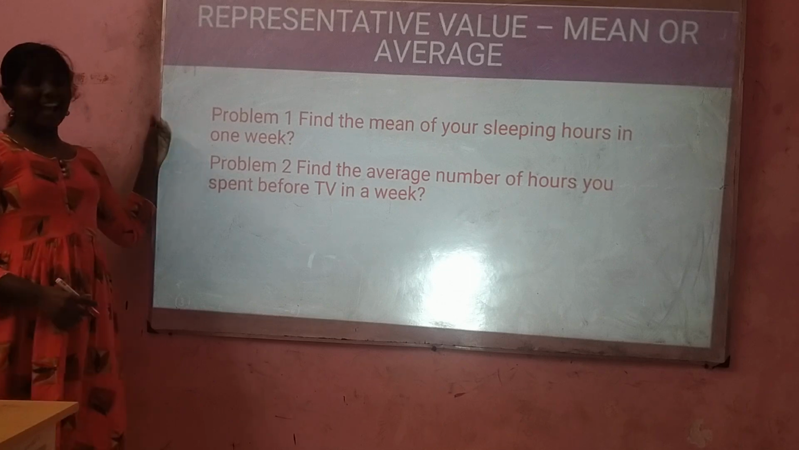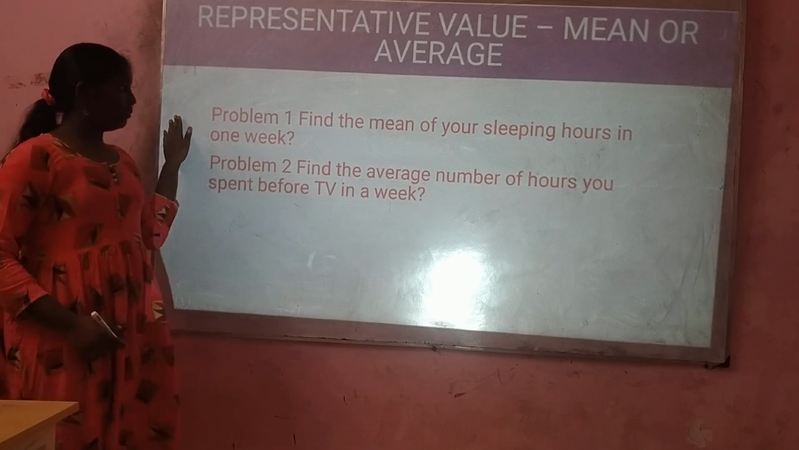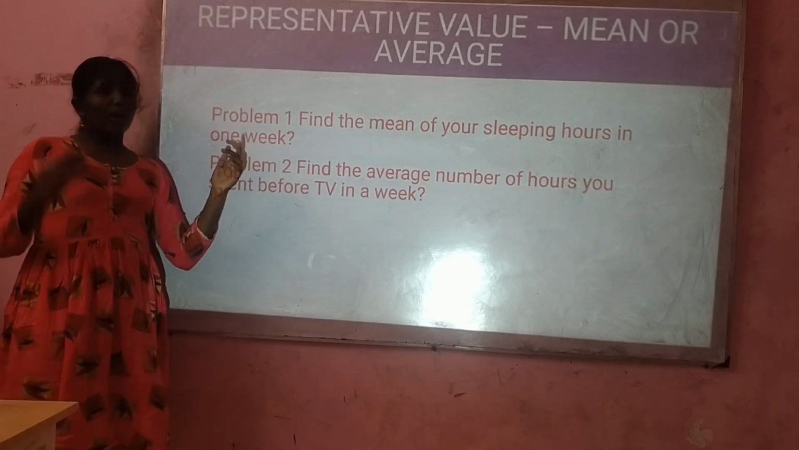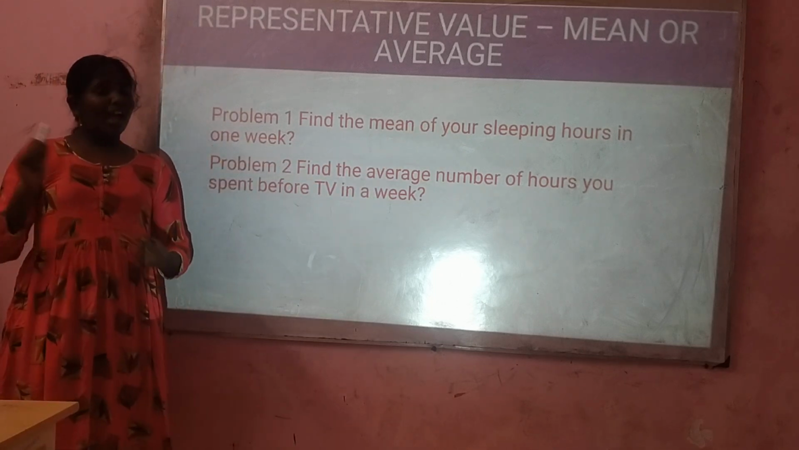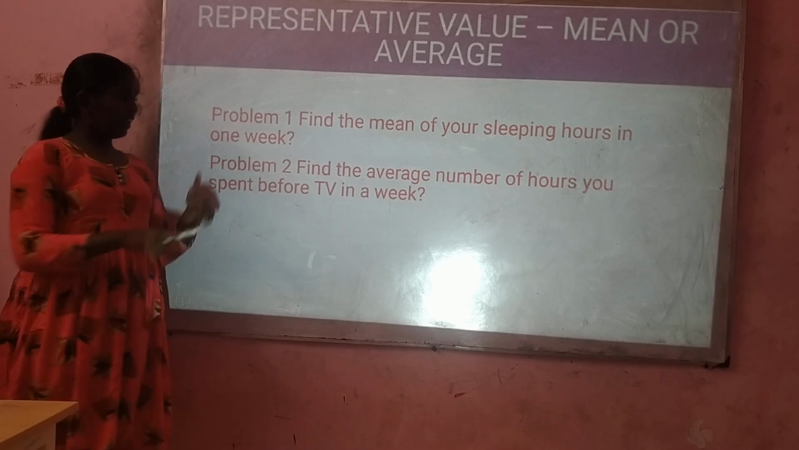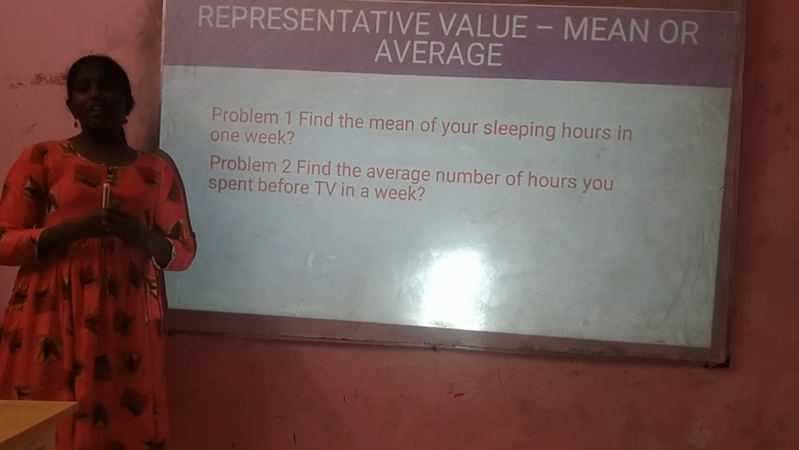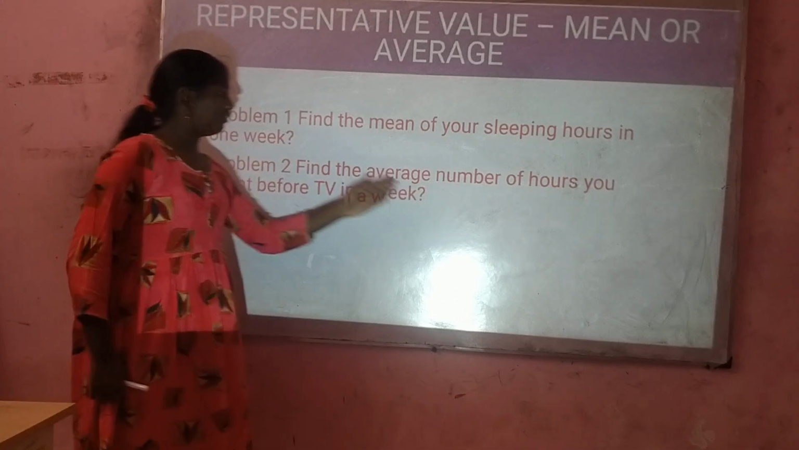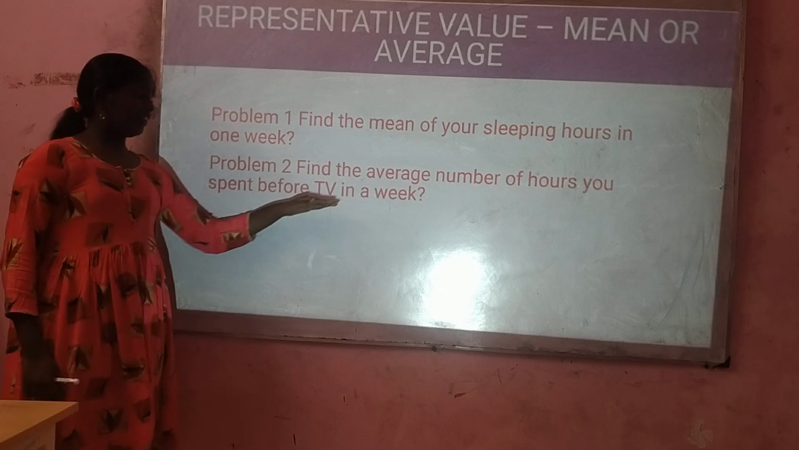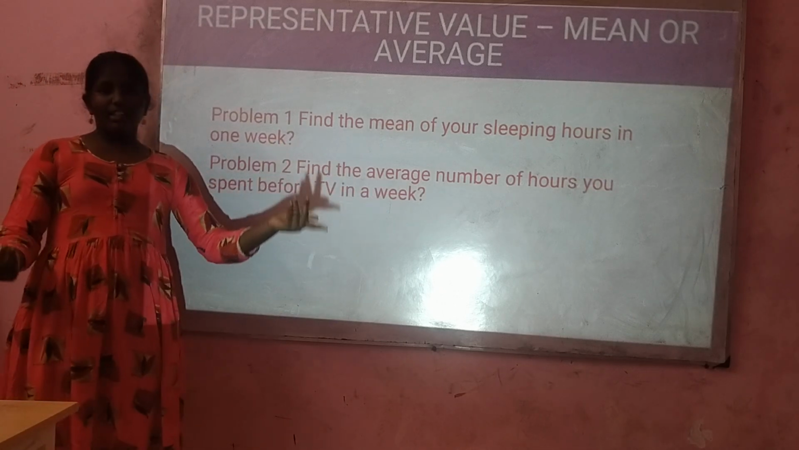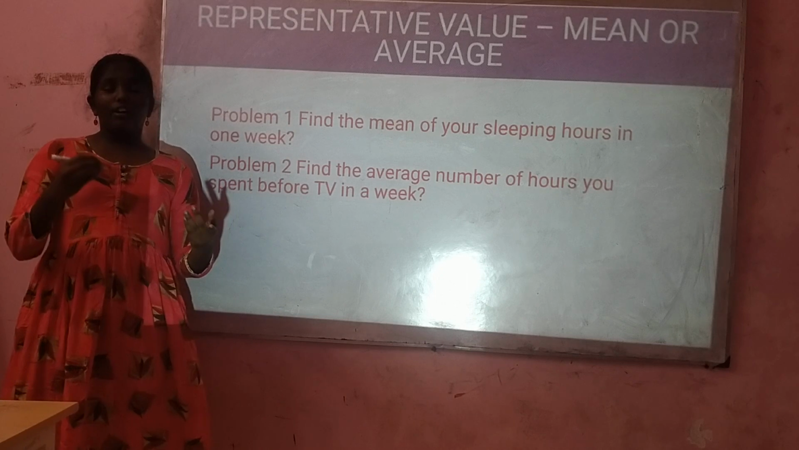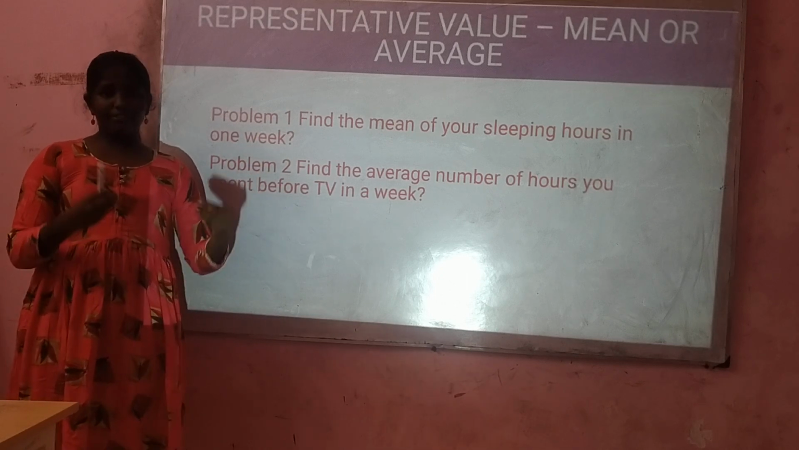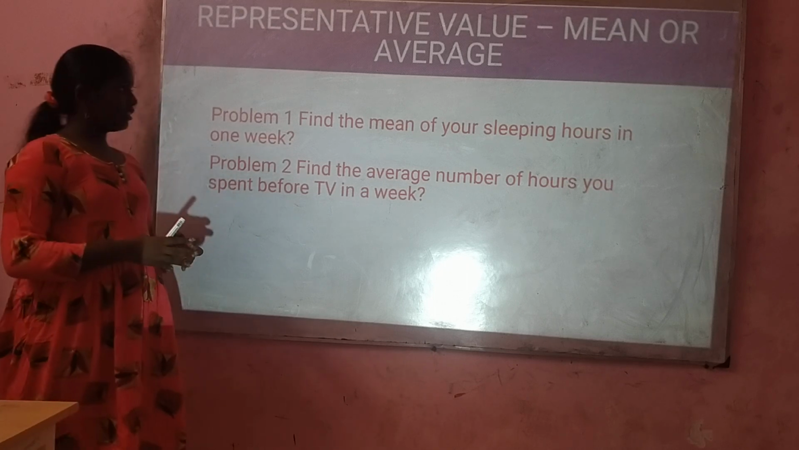So this is an activity we can try. First problem is to find the mean of your sleeping hours in 1 week. In 1 week we can record our sleeping times, add them, then divide by 7, and we can find out how many hours we sleep on average. Problem 2, find the average number of hours you spend before the TV in a week. We watch TV every day, so we can find out how many hours we're watching TV, like half an hour per day, and we can total it.